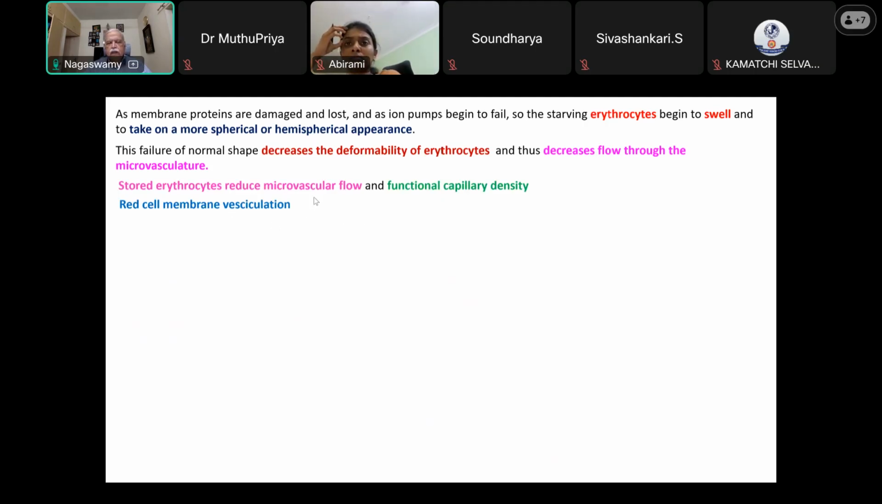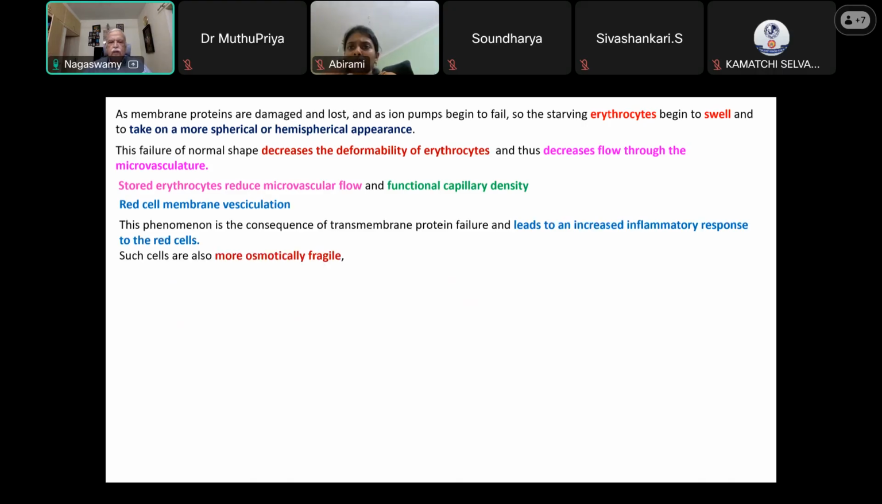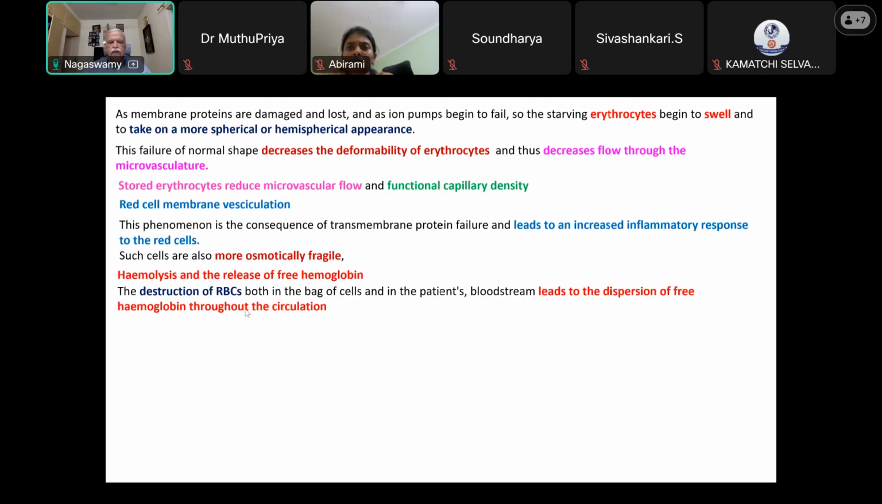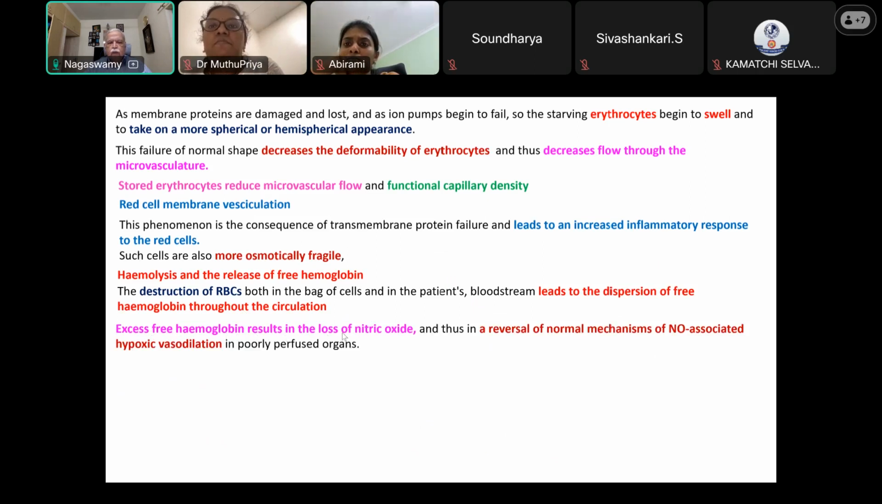That is, the red cell membrane, in addition to becoming spherical and swollen, also develops a lot of vesiculization, which means small cyst-like areas appear, which also alters the shape and the functional nature of the red cells. And they become more fragile. That is the reason why the hemoglobin gets released, and this hemolysis releases free hemoglobin, and this again leads to blockage of the microcirculation. And excess free hemoglobin also suppresses nitric oxide and the normal mechanism by which hypoxic vasodilation can happen.